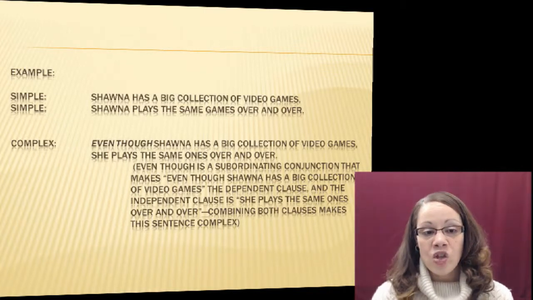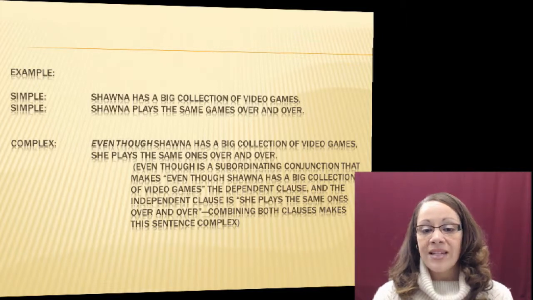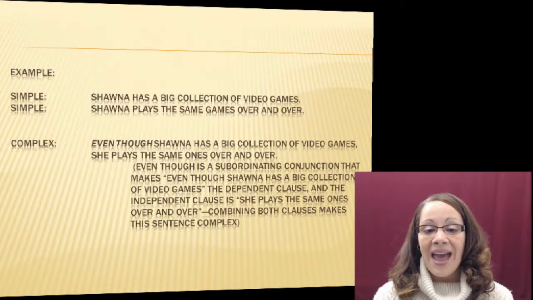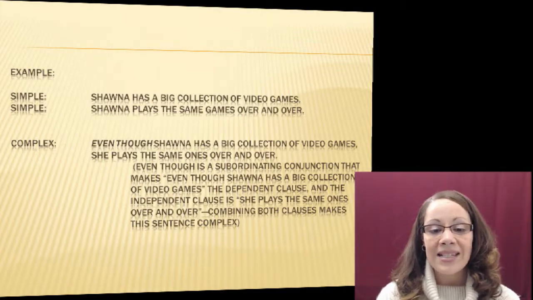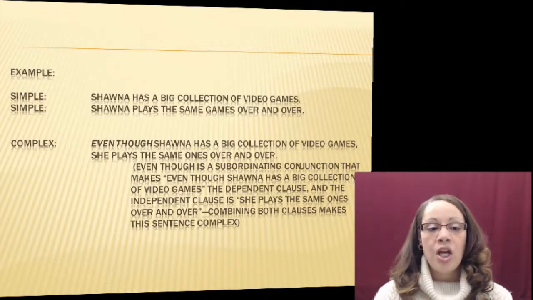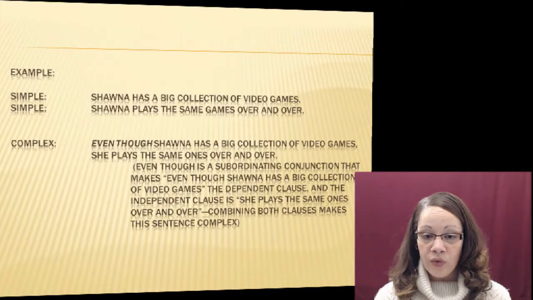Even though Shauna has a big collection of video games. So again, I turned that first simple sentence, Shauna has a big collection of video games, into a dependent clause by adding the subordinating conjunction even though before it, which makes this a dependent clause. Even though Shauna has a big collection of video games, she plays the same games over and over. So she plays the same games over and over is our independent clause.